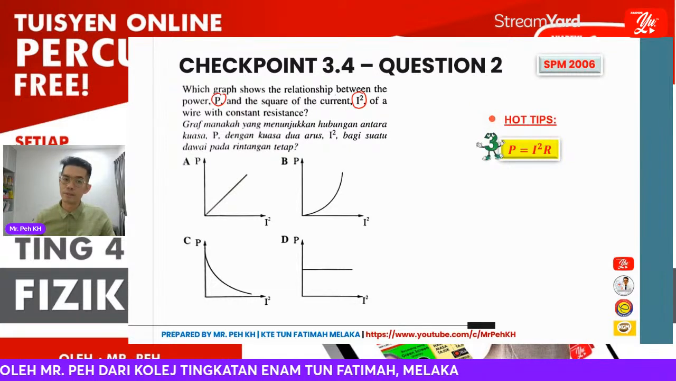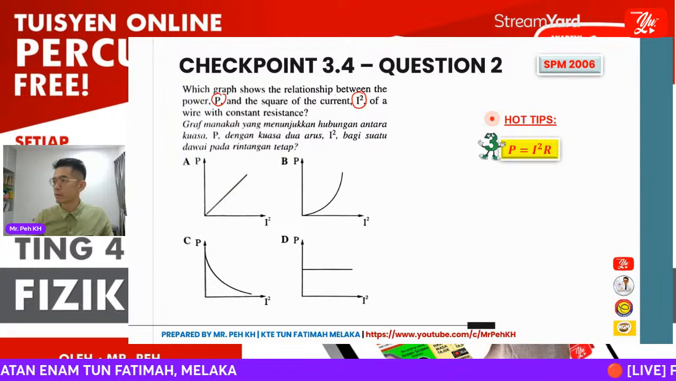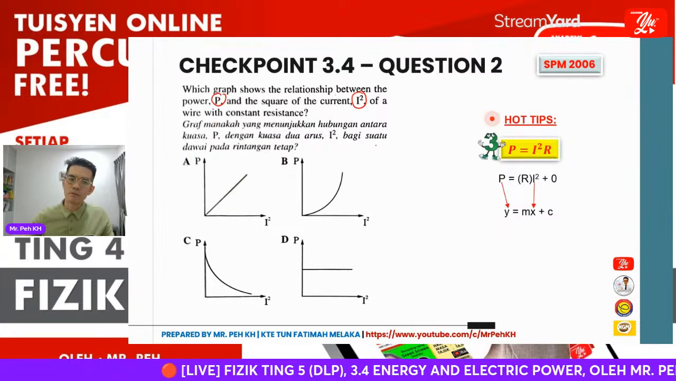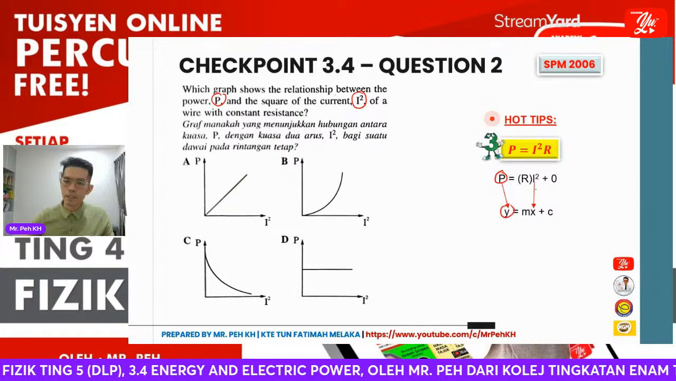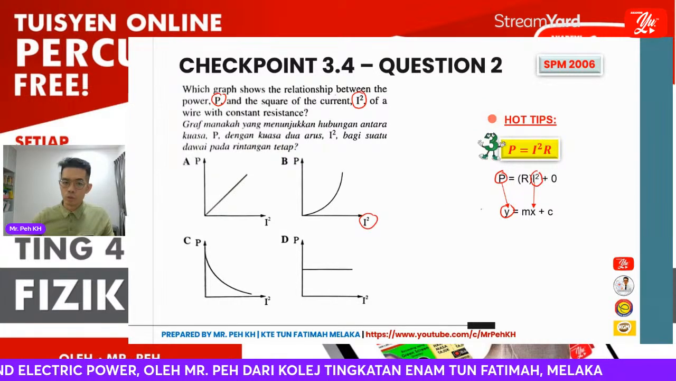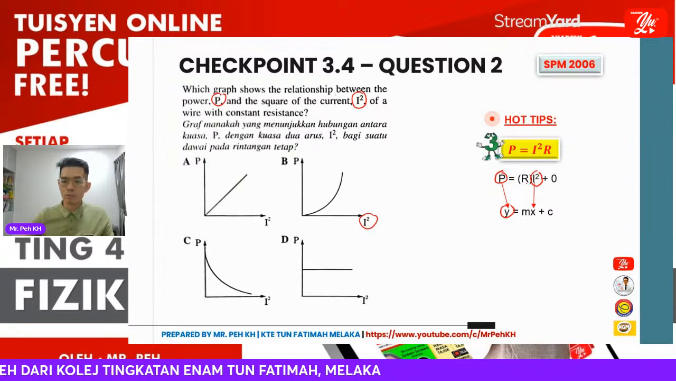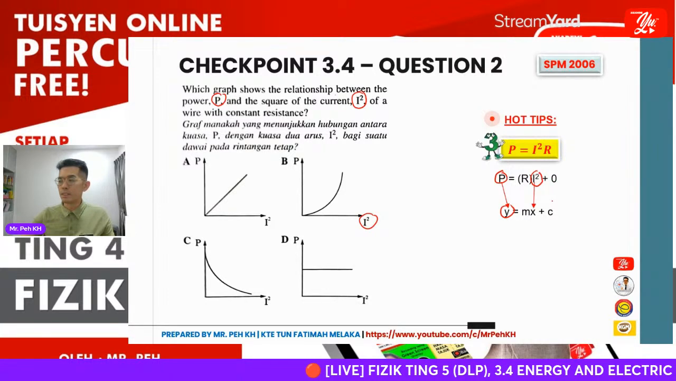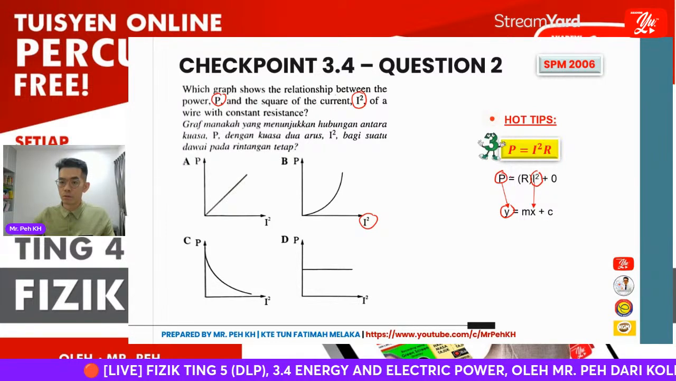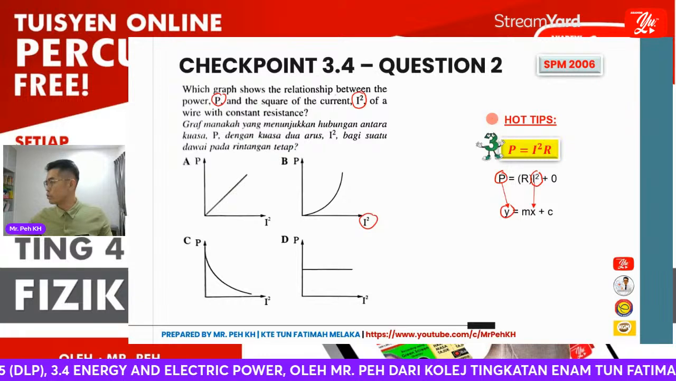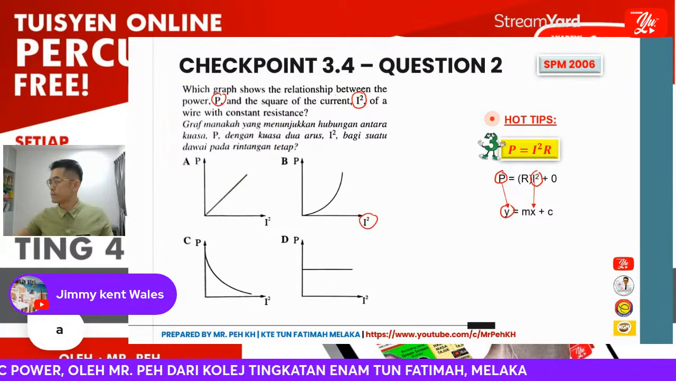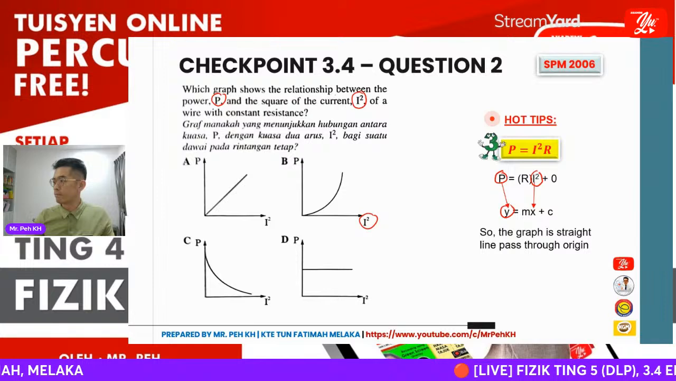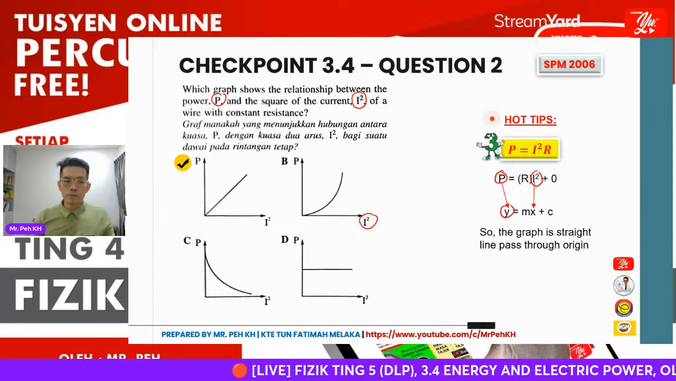Here again, you can arrange the formula in the format of a straight line equation, where y equals mx plus c. In the graph, y is P and x is I squared. That means the gradient is represented by the resistance. And here the intercept will be 0, so that means c is equal to 0. So what is the correct answer? Yes, good, Jimmy. Well done. The answer here is A. The graph is a straight line passing through the origin.